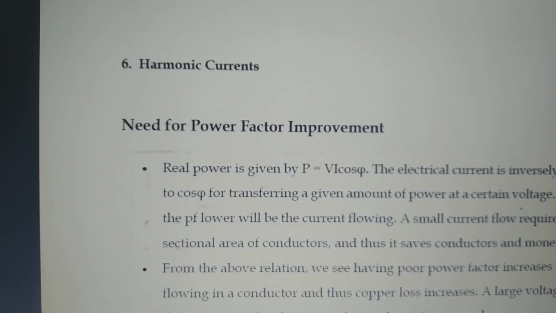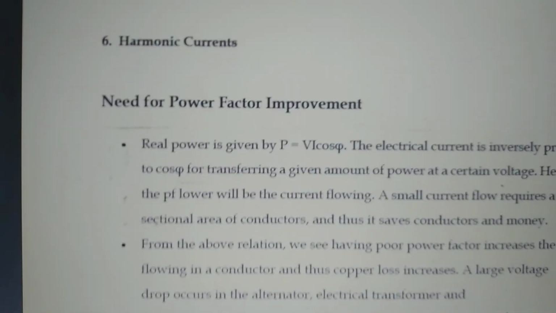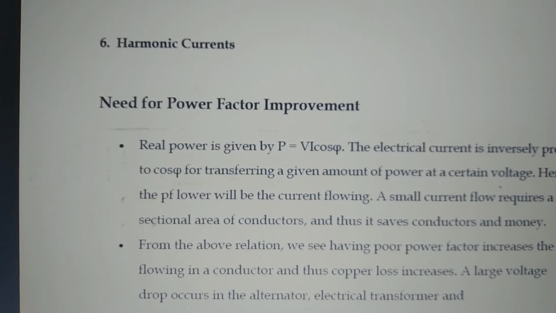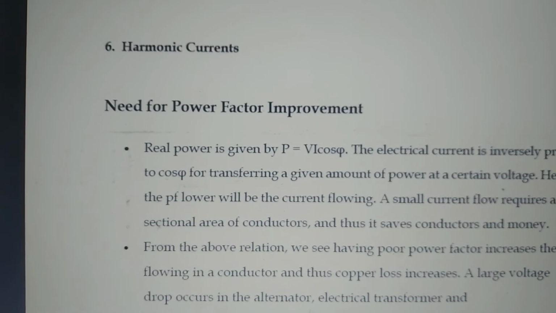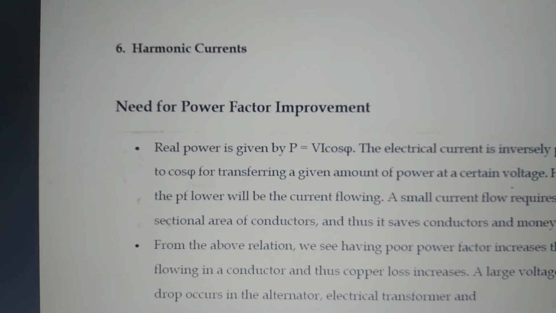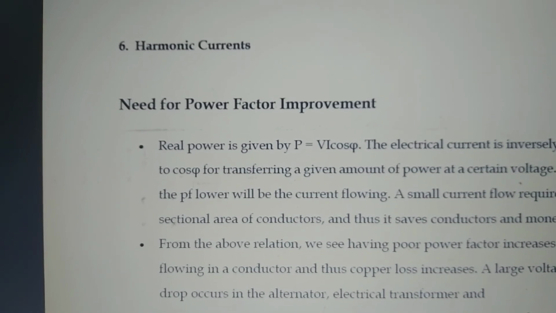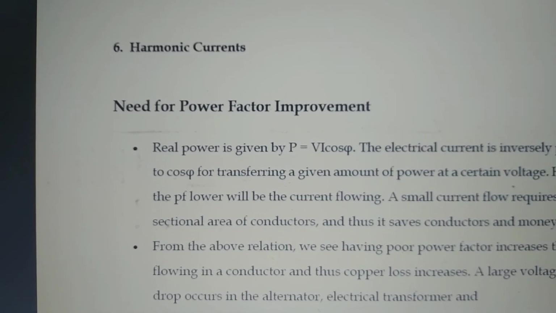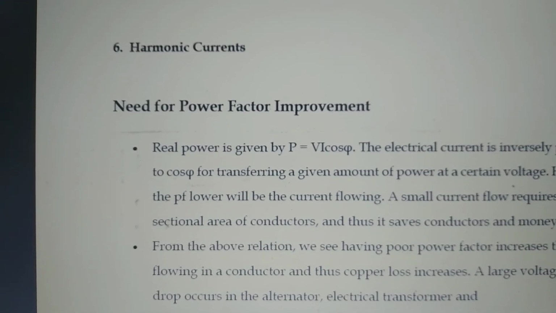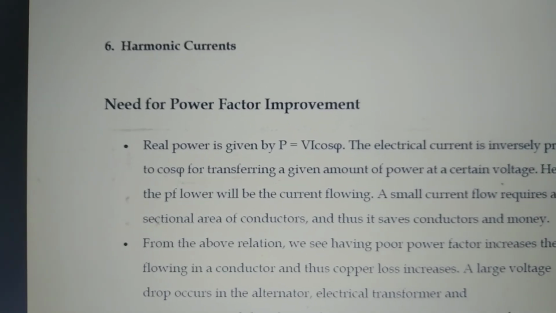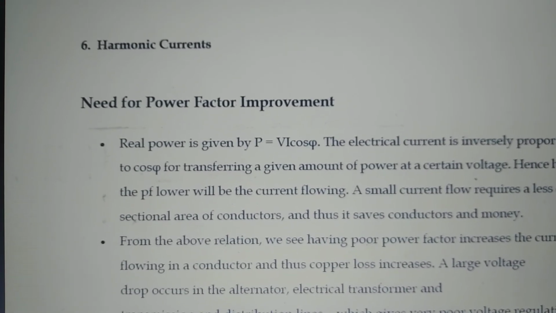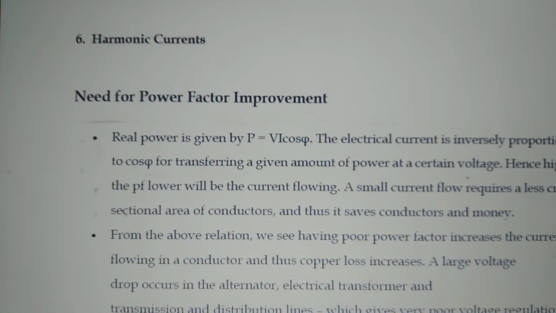Sixth point is harmonic currents. Whenever we use power electronic devices in the circuit configuration, they are all non-linear devices which introduce harmonics in the current, and this leads to more angle between the voltage and current, and automatically the power factor value is going to be reduced.